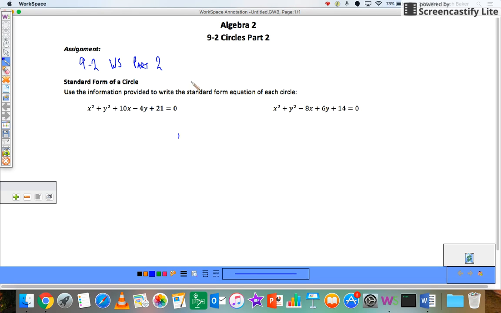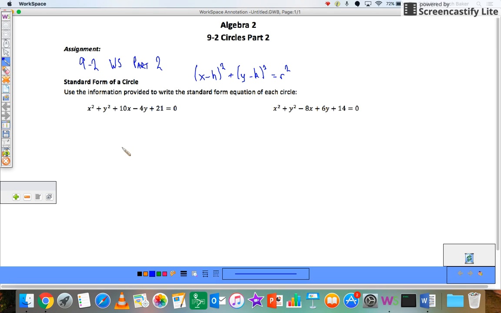Okay. Now, from yesterday, what we talked about was the standard form of a circle. Okay, and you saw something like this: (x minus h) squared plus (y minus k) squared is equal to r squared. Now you can see very clearly the two equations that we have right now are not in that form. But we're going to be able to rewrite these using completing the square, some reorganizing and things like that, so that they are in the standard form equation of a circle.